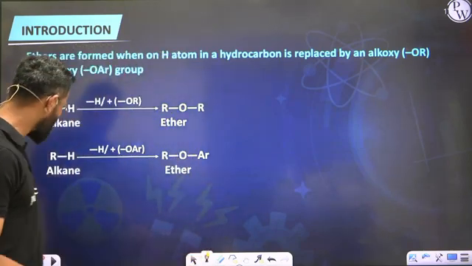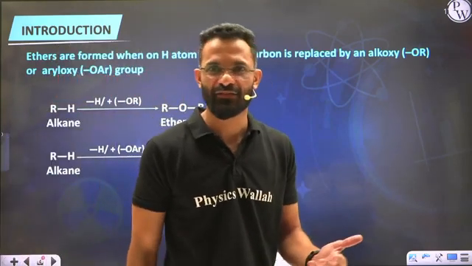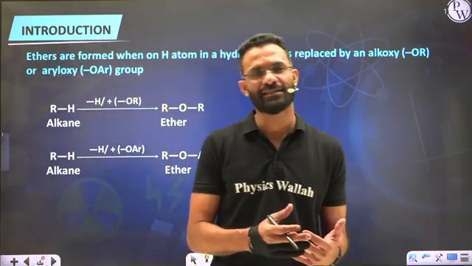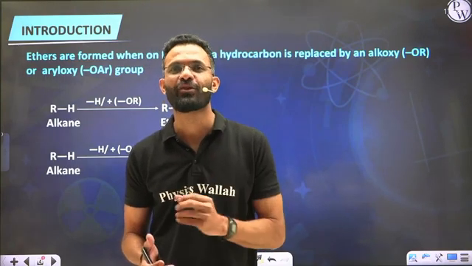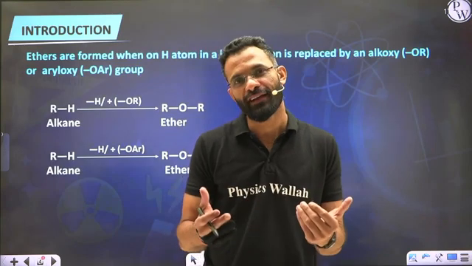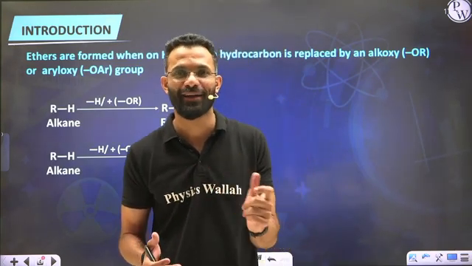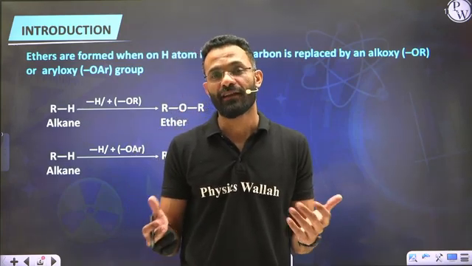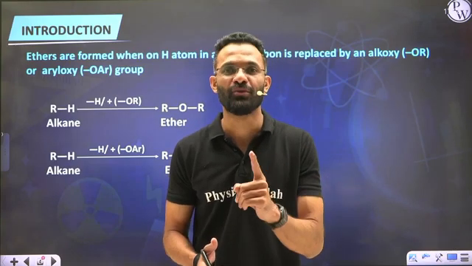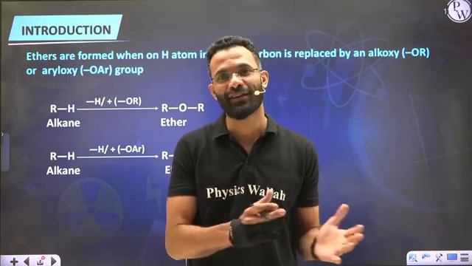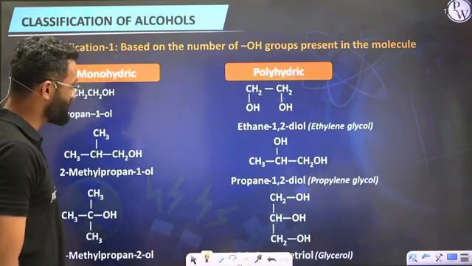So guys, as far as the classification of alcohol is concerned, there are several ways by which we can classify the alcohol. First, and the simple classification would be, in a given molecule of alcohol, how many hydroxyl groups do you see? If you find an alcohol containing one hydroxyl group, we call it monohydric alcohol. And if an alcohol has more than one hydroxyl group in a molecule, then we call it polyhydric alcohol. Just to understand that, let's have a look at some examples.